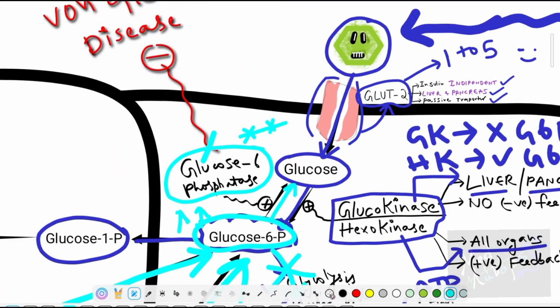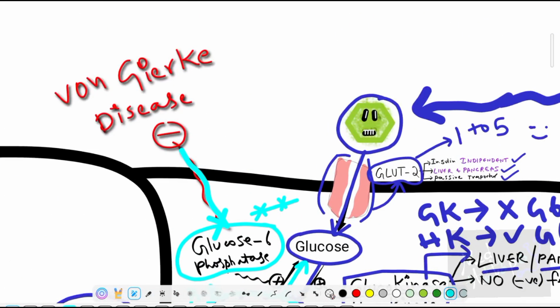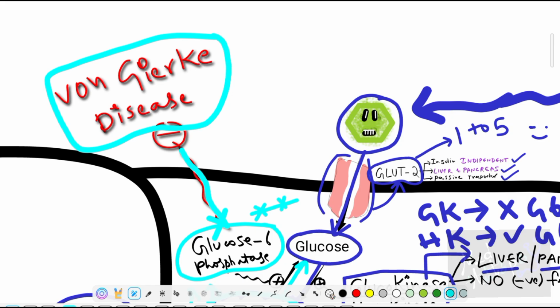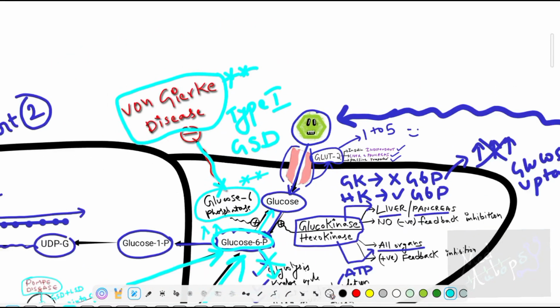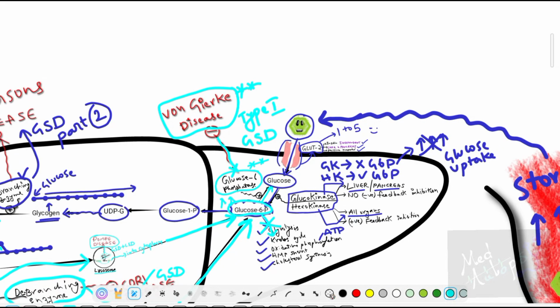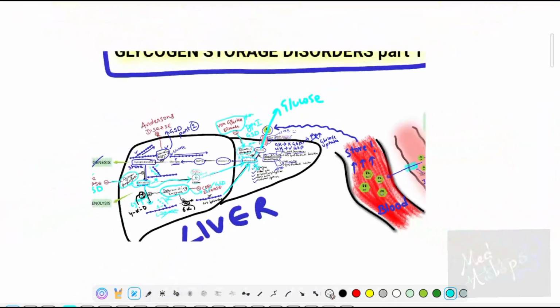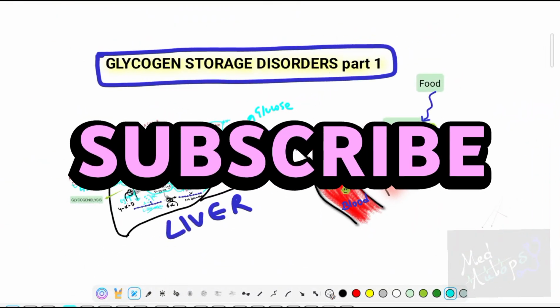Deficiency of this glucose 6-phosphatase enzyme can lead to a very important and high-yield glycogen storage disorder. This is type 1 glycogen storage disorder, which is Von Gierke's disease. We'll discuss this specifically in detail in other videos. Now, this glucose 6-phosphate converted into glucose can exit the liver and enter the blood to increase the blood glucose level.